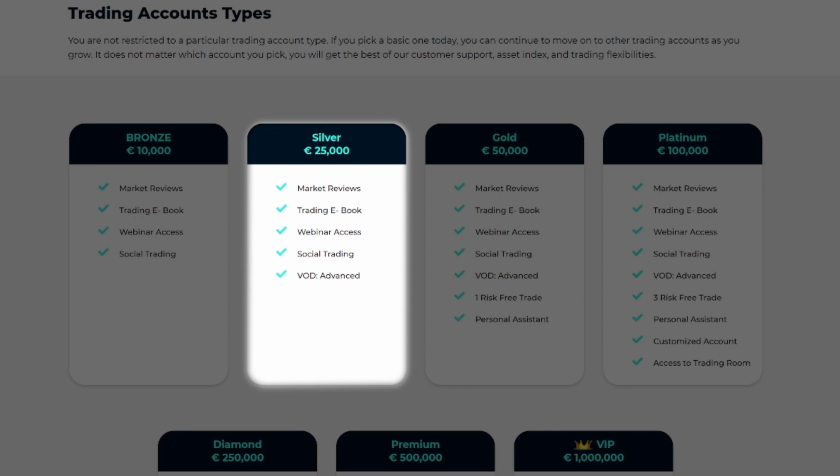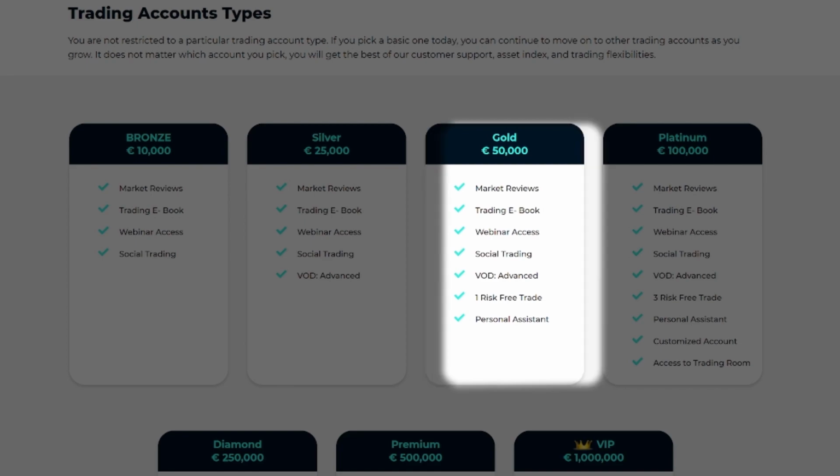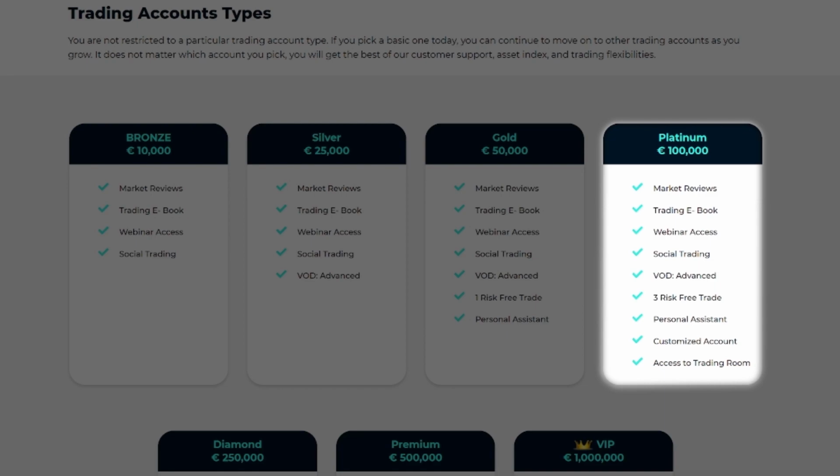The serious stuff will start with the gold account, where, for a 50,000 euro deposit, a personal assistant will be added, as well as a free trade without risk. The platinum account will offer the same benefits with the addition of 3 risk-free trades and access to VIP trading rooms. For this, you will have to deposit 100,000 euros.